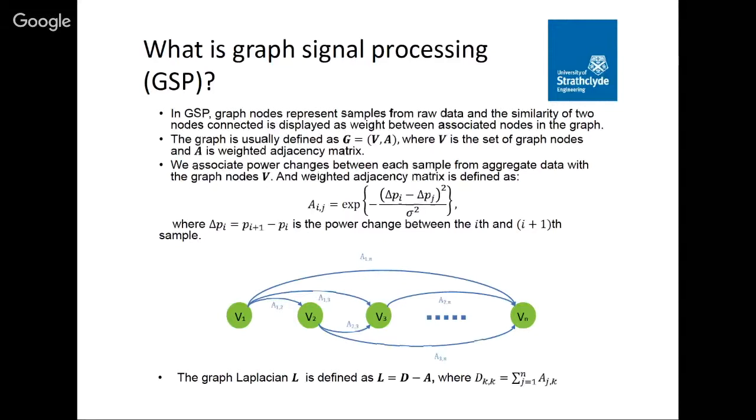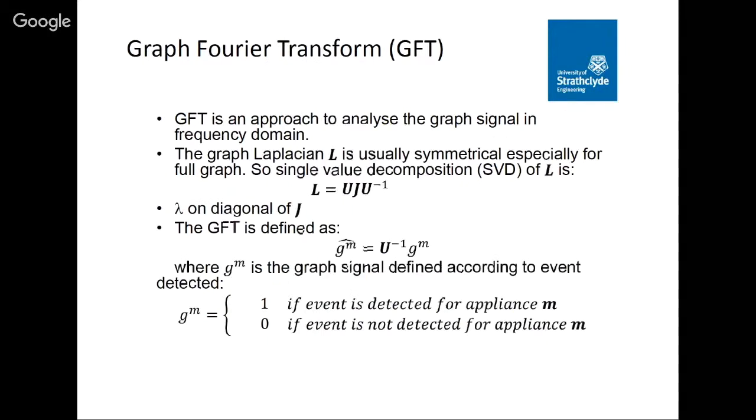In GSP, we associate power changes between samples from aggregate data with the graph nodes V, which are the green points you see in the figure here. And we calculate the weight between these nodes. This weight also represents the similarity between the graph nodes. And we calculate the graph Laplacian L as in the equation here. And we apply the graph Fourier transform, GFT, to analyze the graph signal we built in the frequency domain.